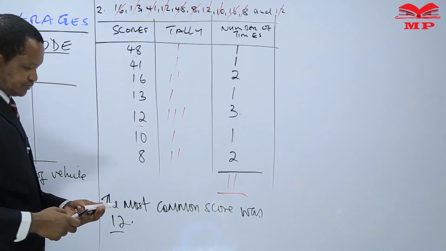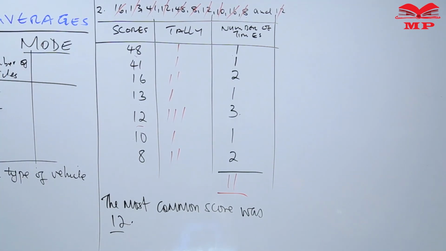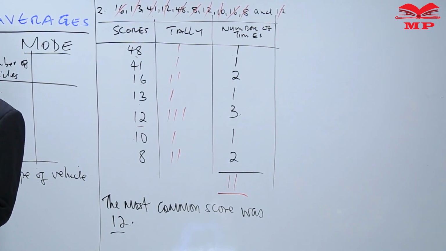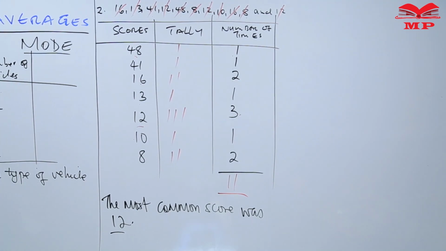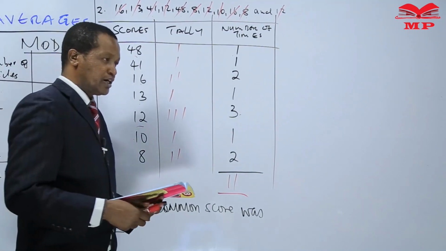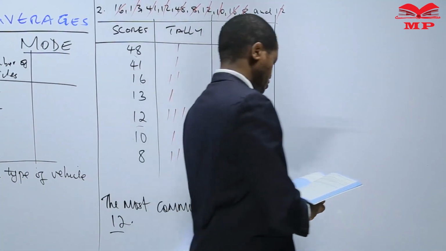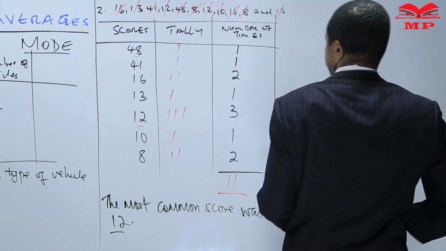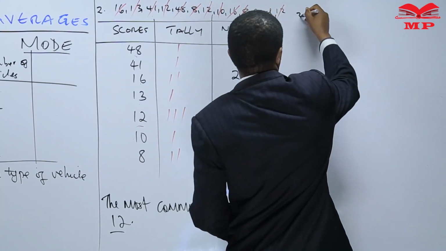So learners, I want us to revise together one last question here. I will read it. The mean of numbers 2, 3, x. This is question 3. Let me write it.